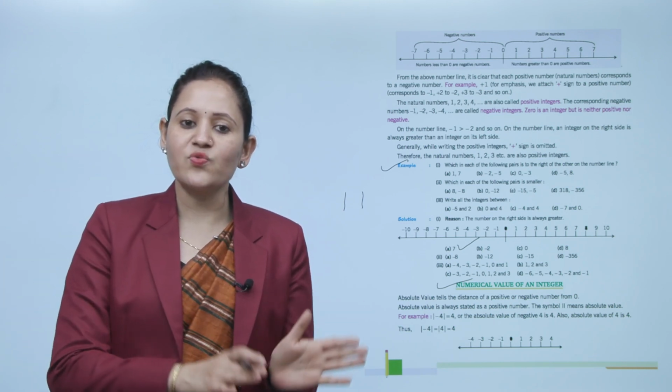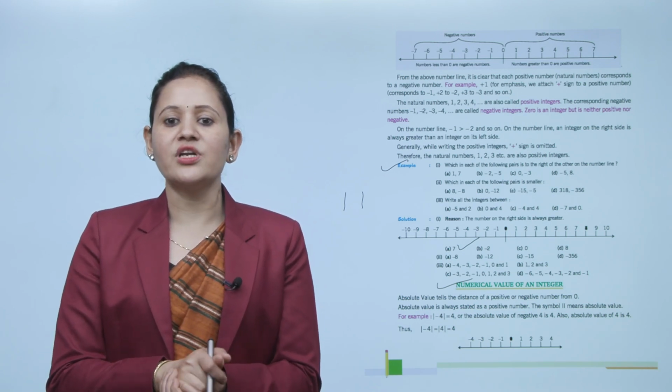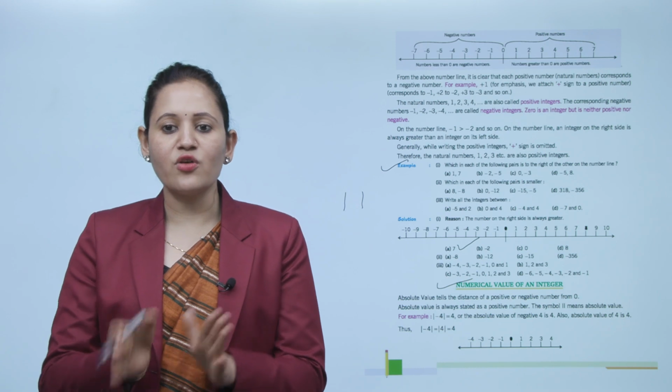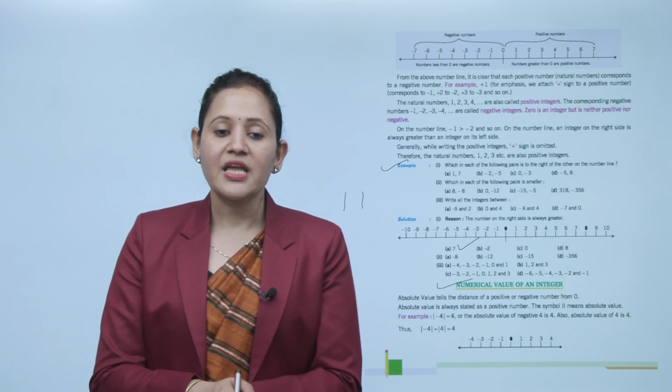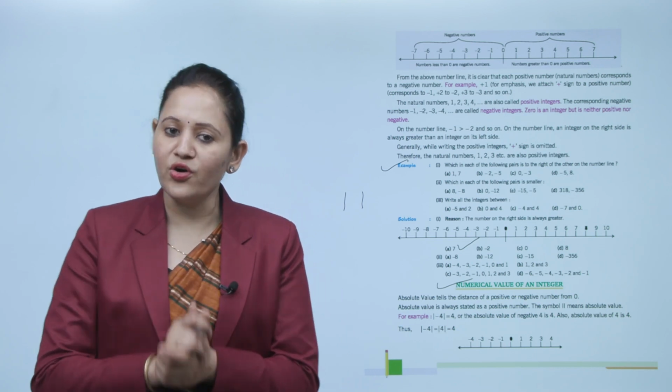Like here, the absolute value of -4 will be 4. Or the absolute value of -4 is 4. Also, the absolute value of 4 is 4. Thus, the absolute value of -4 and +4 is equal to 4.